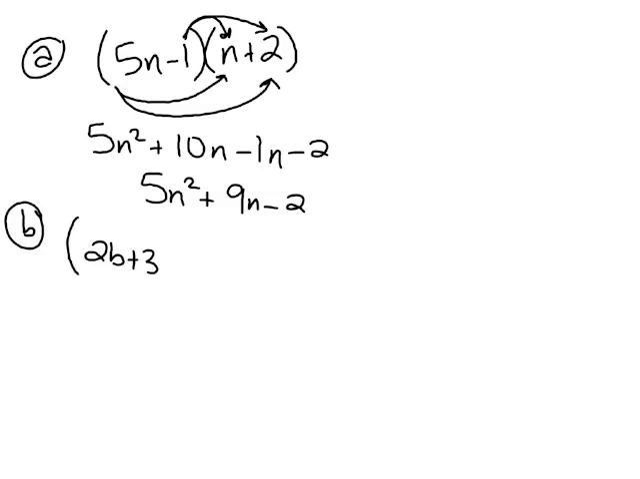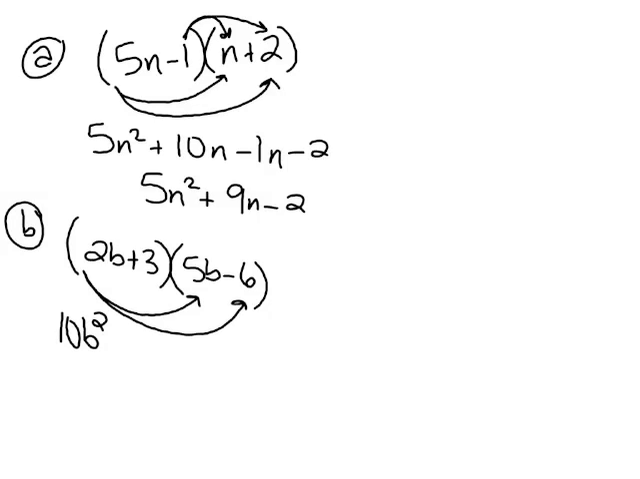2b plus 3 times 5b minus 6. Okay, first: 10b squared. Outer: minus 12b. Inner: 15b. And last: minus 18. Okay, combine like terms: 10b squared plus 3b minus 18.